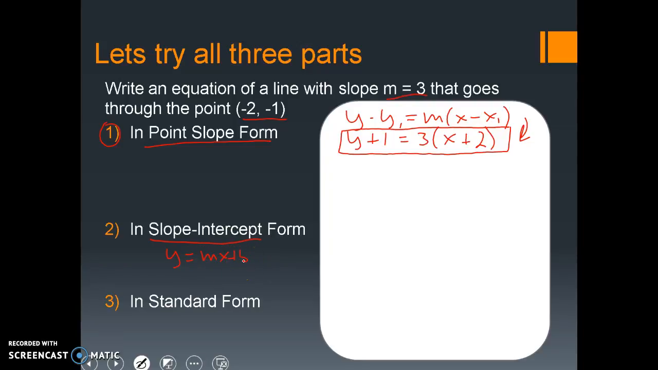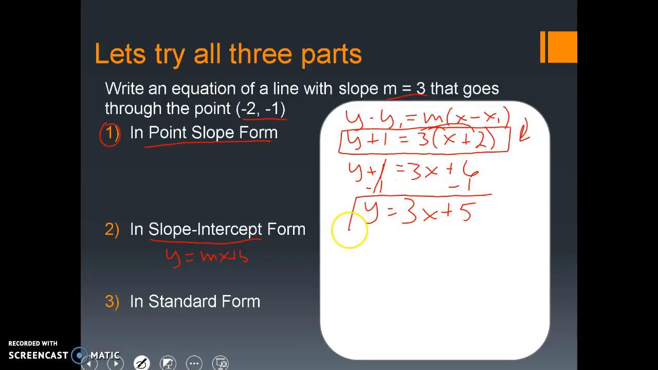So to put it into that form, we're going to continue. We're going to use the distributive property here. We're going to have y plus 1 equals 3 times x plus 6, because 3 times 2 is 6. Then if I subtract 1 from both sides, I will have y equals 3x plus 5. And that's what this equation looks like in slope-intercept form. That's what the second 5 questions will look like.